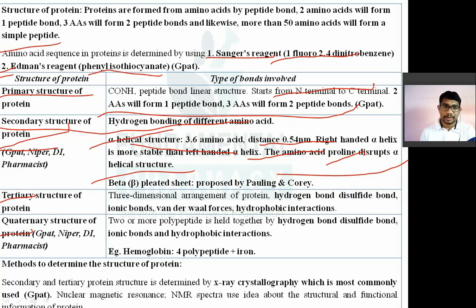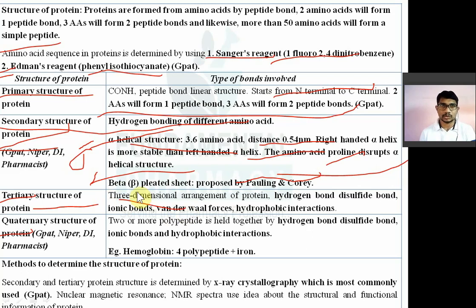Then beta pleated sheet, it was again proposed by Pauling and Corey, both alpha helical structure as well as beta pleated sheet. These two structures, secondary structure of protein, were proposed by Pauling and Corey. These are the names of scientists. We will not go into the detail of how beta pleated sheet is. I will show you later on, but I'm not going into the detail how alpha helical structure will form, what are the properties and all that. So that you can read from the book. That is not important for your GPAT. Now next one is tertiary structure of protein. It is nothing but three-dimensional arrangement of structure of protein.